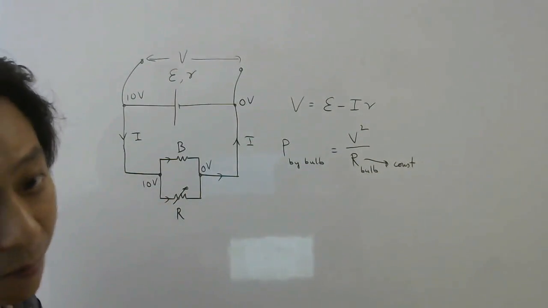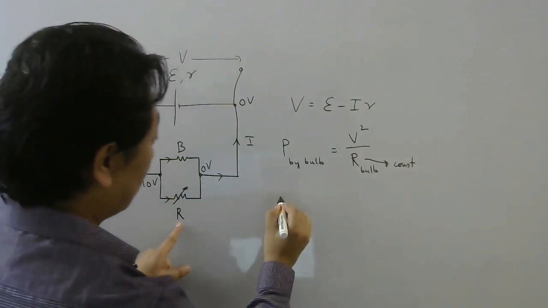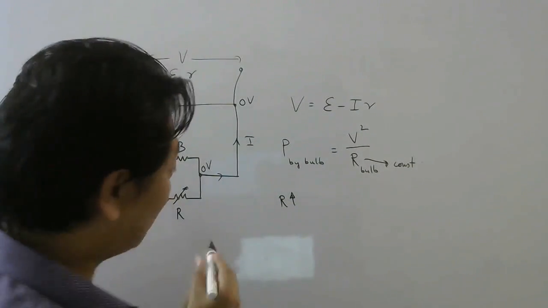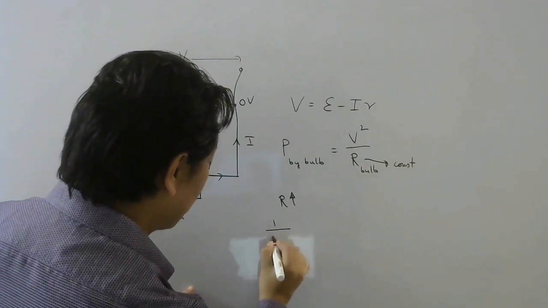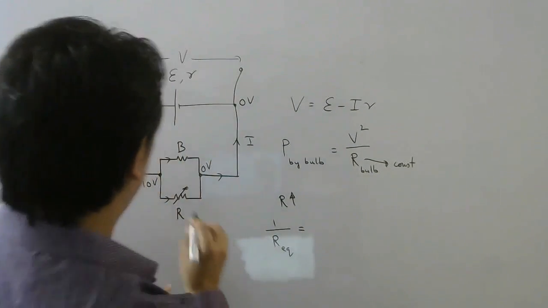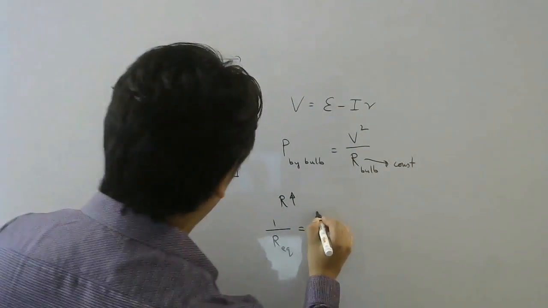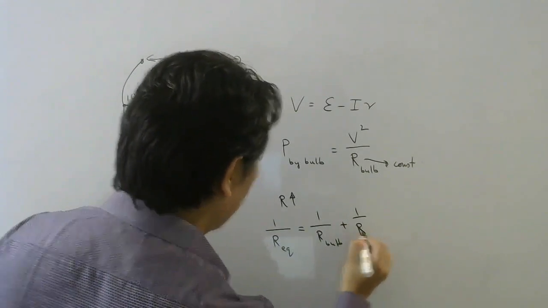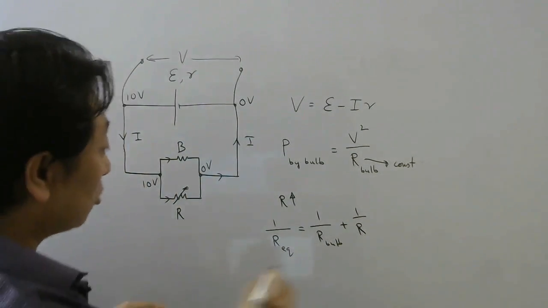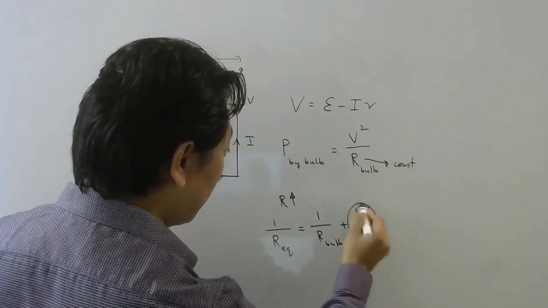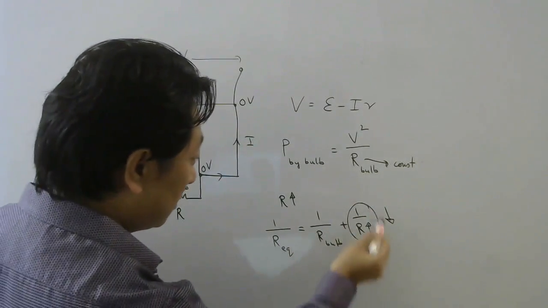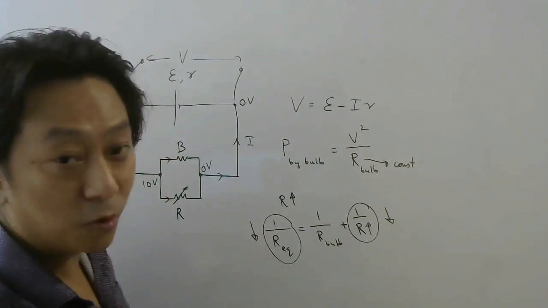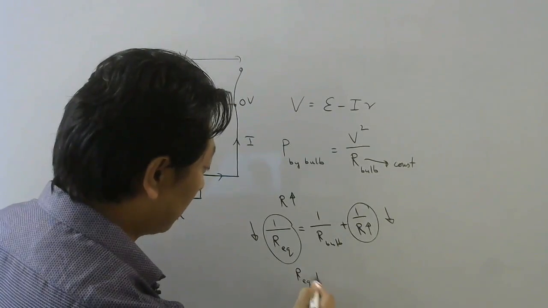Now remember, R of the bulb is constant. So now let's see what happens when this R is increased. When R is increased, what happens to the overall resistance of the circuit? Let's check. The overall resistance of the circuit, R equivalent, just keeping in mind these two, will be given by 1 by R equivalent equals 1 by R of the bulb plus 1 by R of this variable resistor, right? So when R is increased, this whole thing will decrease. Now this is constant, so 1 by R equivalent will also decrease, right? And if 1 by R equivalent decreases, it means R equivalent increases.